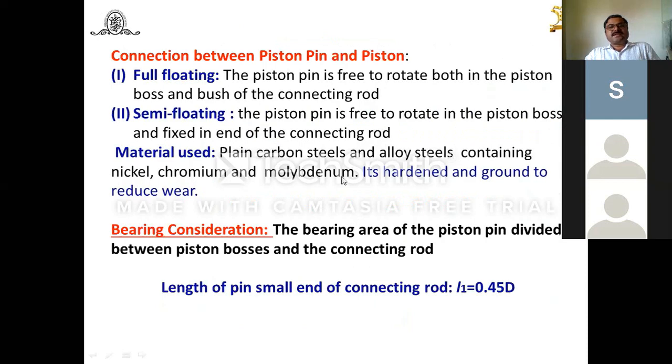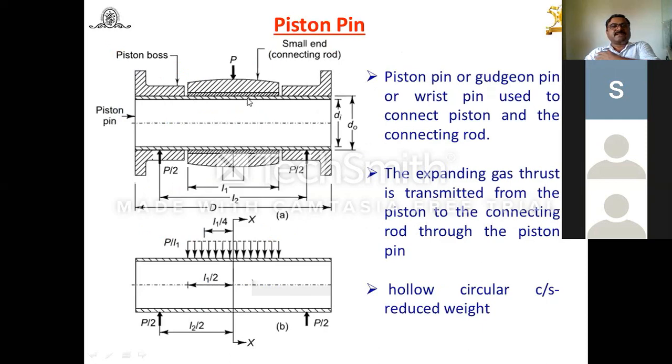Again, the piston pin is made up of plain carbon steel, and second, alloy steel, which consists of nickel, chromium and molybdenum. And how to find the length of this pin, L1? The empirical relation is 0.45. L1 means how much portion of the small end of the connecting rod, this size, that is L1, you will get 0.4 D.